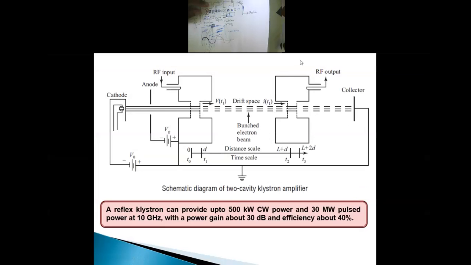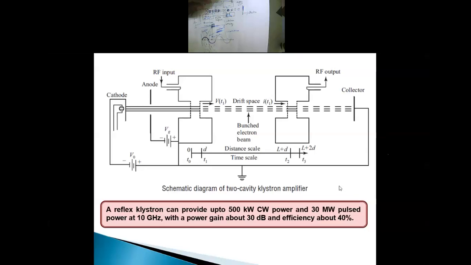Now this one is about a two cavity klystron, and then this RF output will be amplified. This is a gap. This one is the buncher cavity, and this one is the gap. So for this particular gap, what is the gap? The gap is called d here.